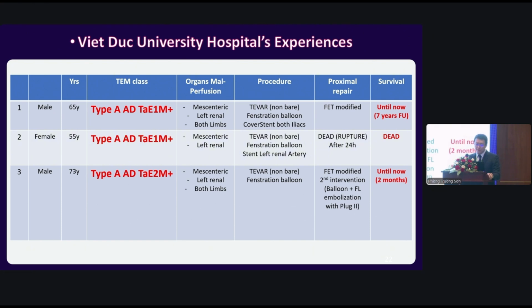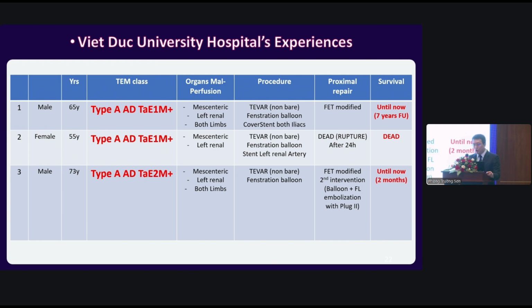So it is some experience. I think it's a little experience, but I think it's a new approach. Maybe in a university hospital, you can try it for three patients with type A aortic dissection with organ malperfusion. All the way use the TEVAR with non-bare. I had some damage to the true lumen and to the false lumen, maybe a rupture of the aortic dissection.